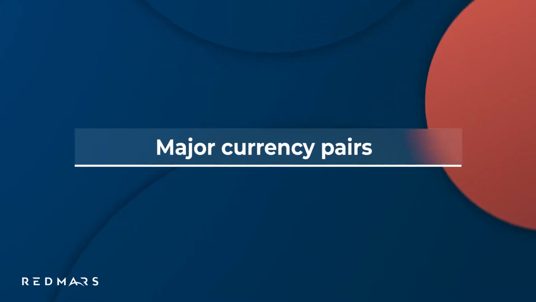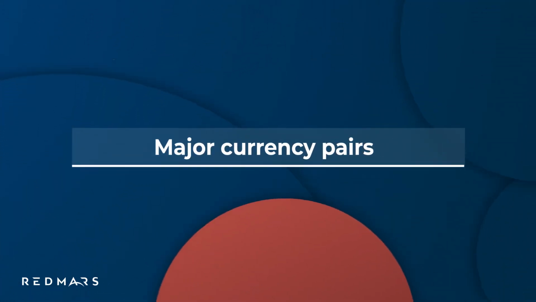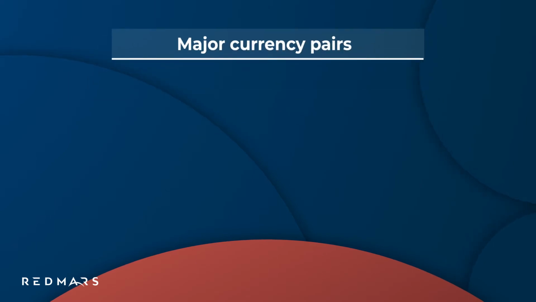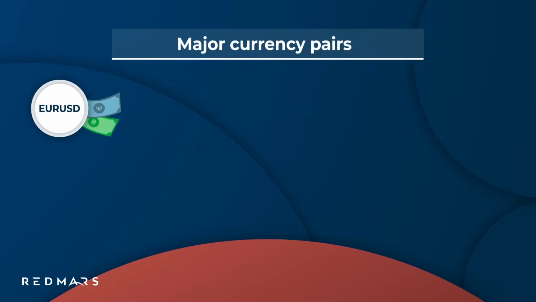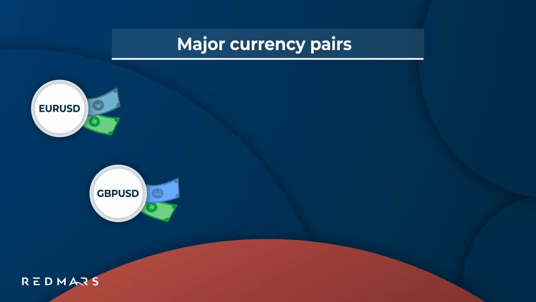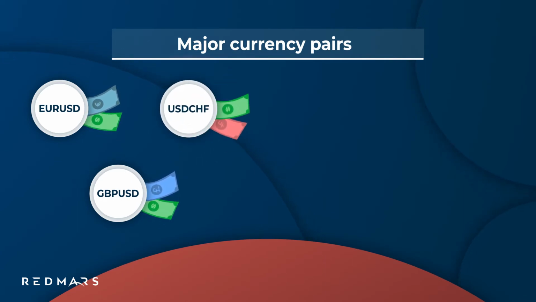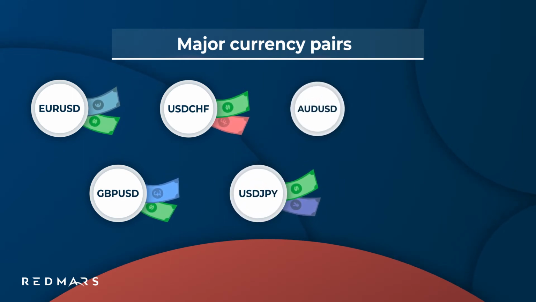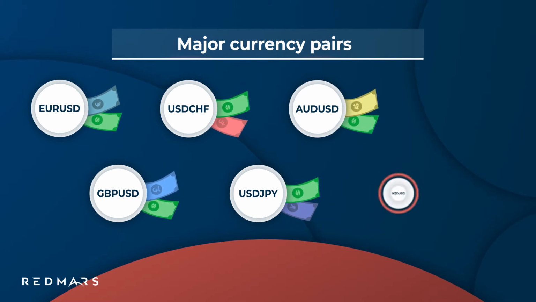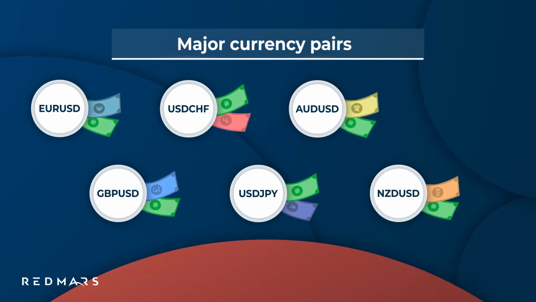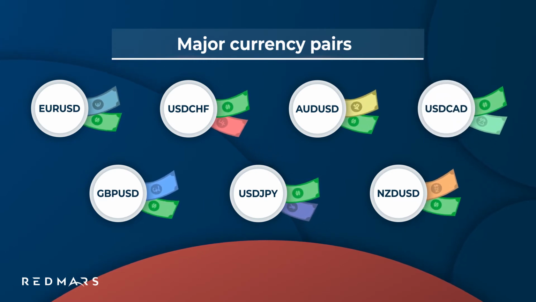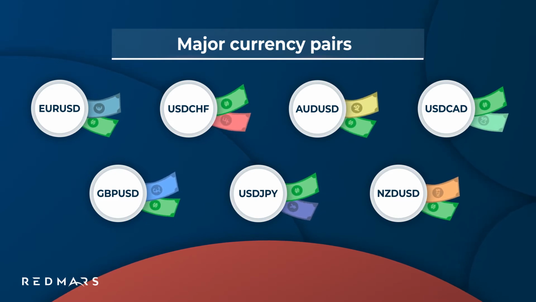Major currency pairs. These pairs include US dollar and consist of the currencies of the most significant countries. They are also called majors. At the moment, there are 7 of them. They are euro to United States dollar, British pound to United States dollar, United States dollar to Swiss franc, United States dollar to Japanese yen, Australian dollar to United States dollar, New Zealand dollar to United States dollar, United States dollar to Canadian dollar. These are the most popular currency pairs for traders. They also have minimum spreads.